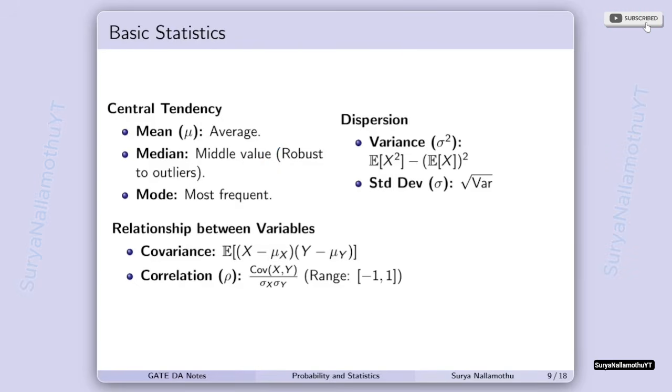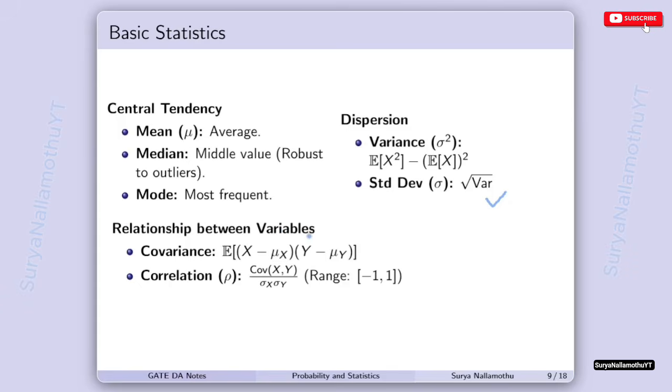Next, mode. Mode is nothing but the most frequently repeated item. For example, 1, 2, 3, 4, 2. So 2 is repeated 2 times. So that is the mode. Variance. It is nothing but sigma square. E of x square minus E of x whole square. It is what we call variance. This is the formula for the variance. And next, standard deviation. Standard deviation is equal to root over variance. By applying the root to the variance, we got this formula.